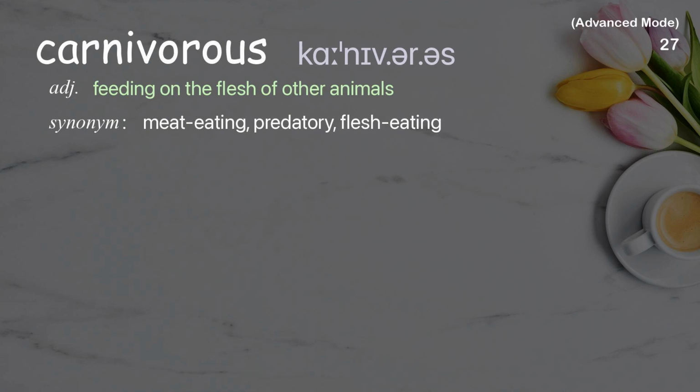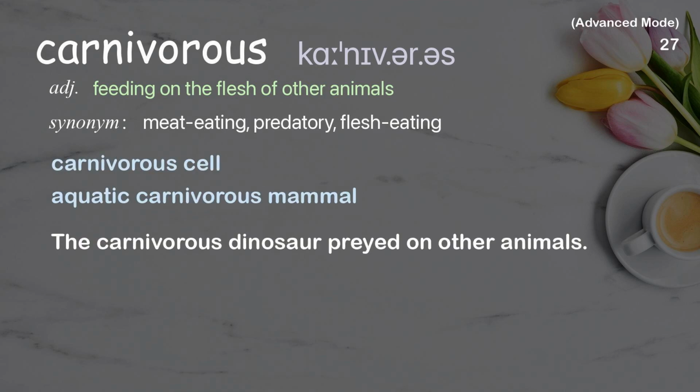Carnivorous. Feeding on the flesh of other animals. Examples: carnivorous cell, aquatic carnivorous mammal. The carnivorous dinosaur preyed on other animals.